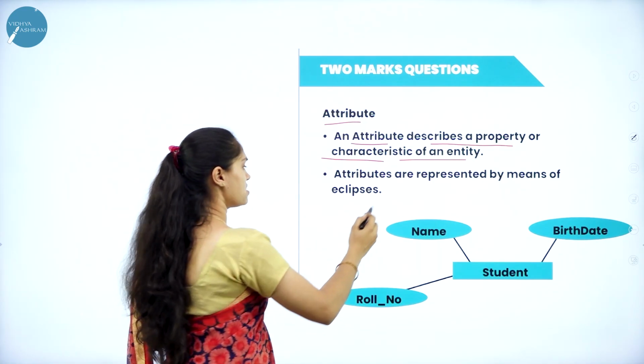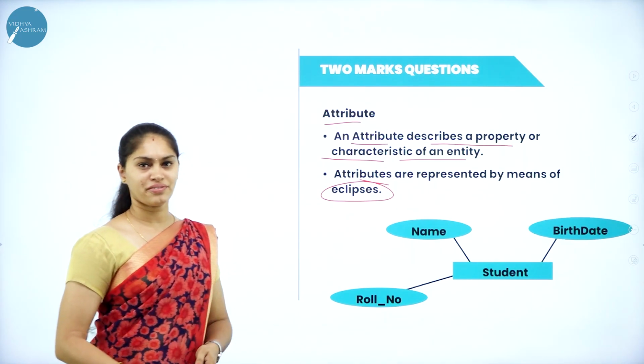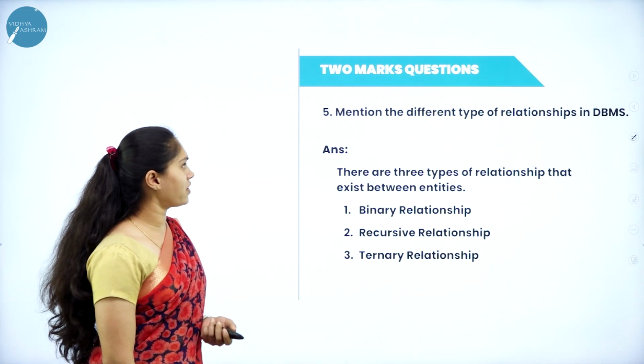Then how are we going to represent it? With the ellipse. This is how we represent the elements of an ER diagram. Let me move on to the next question.